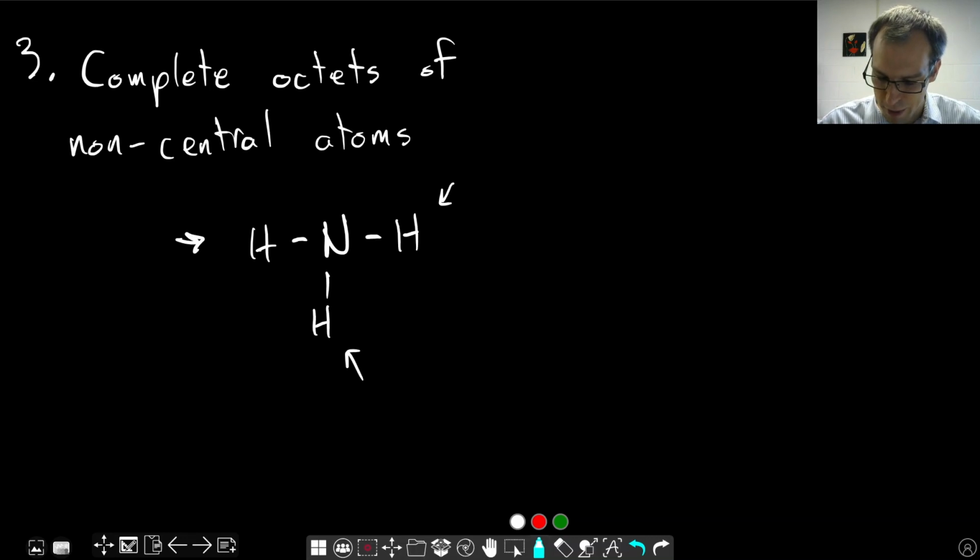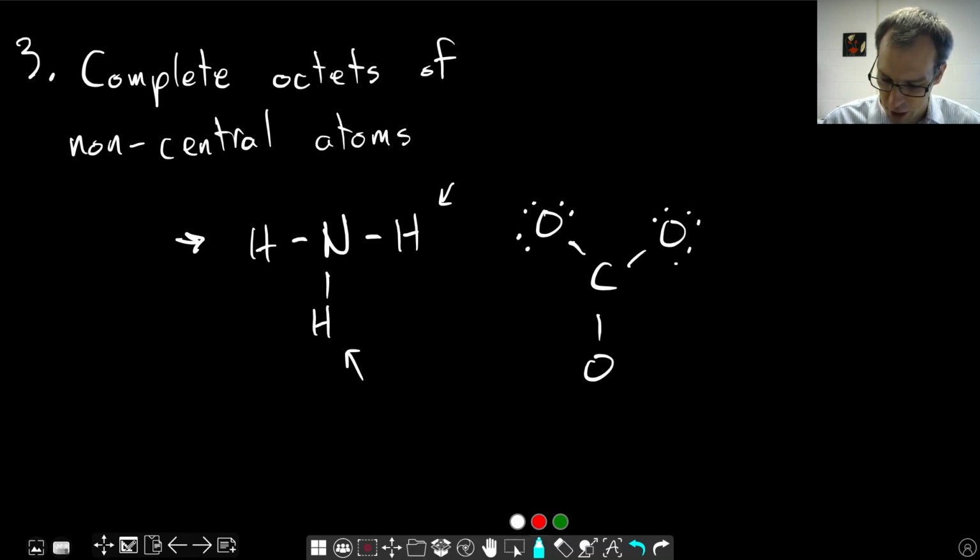Let's look at the carbonate instead. That's a more interesting case. We need to add enough electrons to complete the octets. So all of our oxygens need 6 more electrons because they have 2 electrons from sharing with the carbon. All right, so that's what completing the octet looks like.